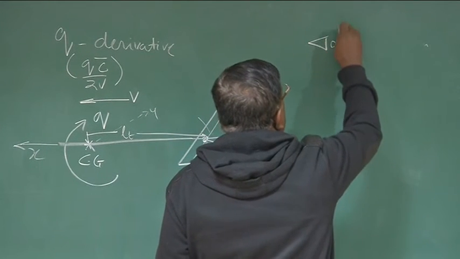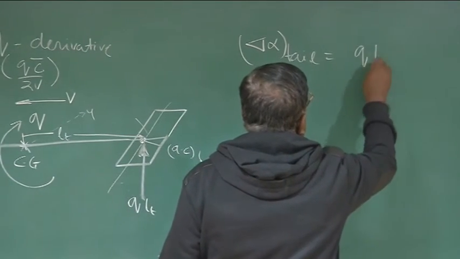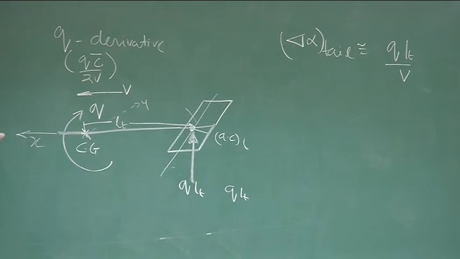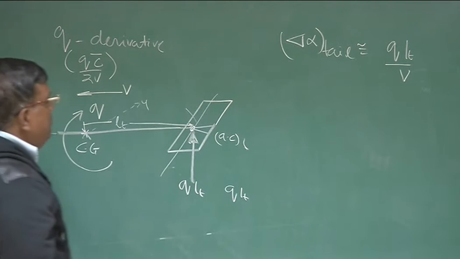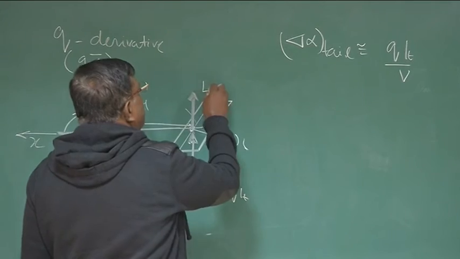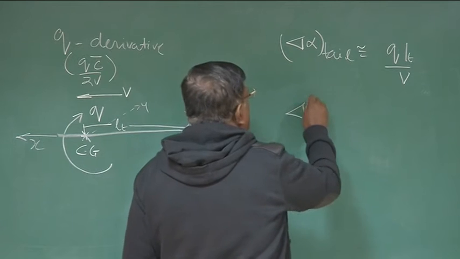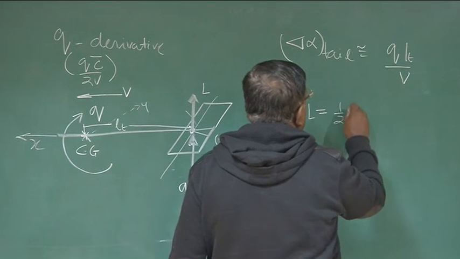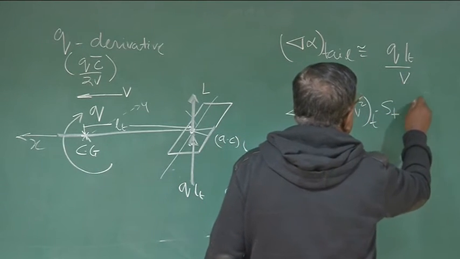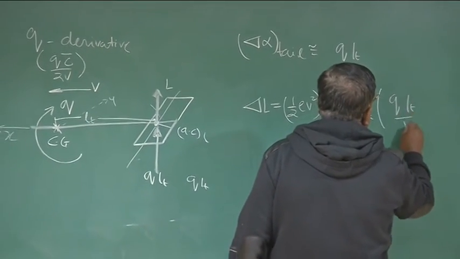Delta alpha introduced at tail will be how much? Will be Q LT by V approximately. The vertical component and horizontal component. If this is the increase in angle of attack, what does it mean? It means it will generate lift here because of delta alpha. So what will be the lift? Delta L will be half rho V square at tail into S tail into CL alpha tail into Q LT by V.